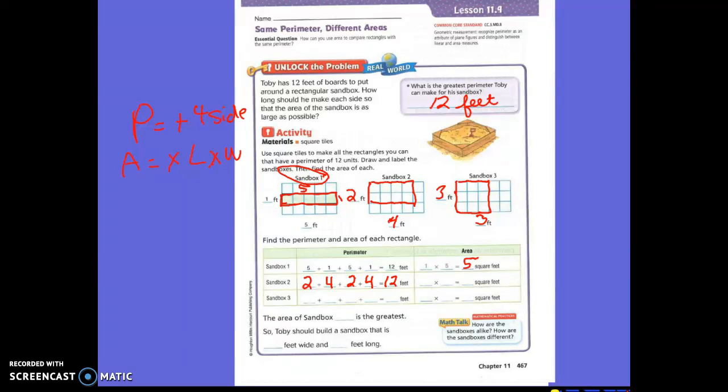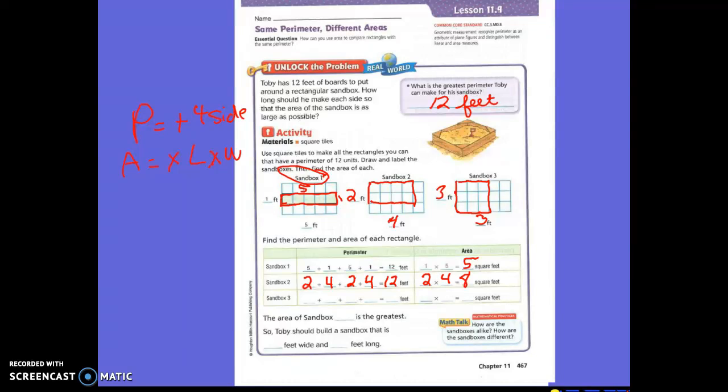Now let's do the area. Area is where you multiply length times width. What's the length for sandbox 2? 2 feet. What's the width for sandbox 2? 4. What is 2 times 4? 8. So we have 8 square feet for the other one.